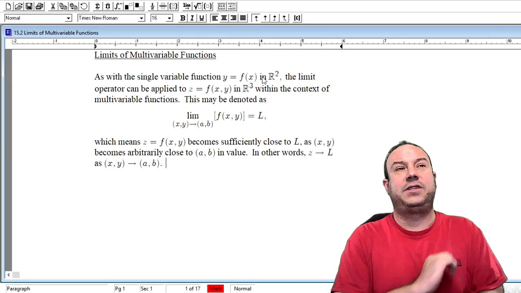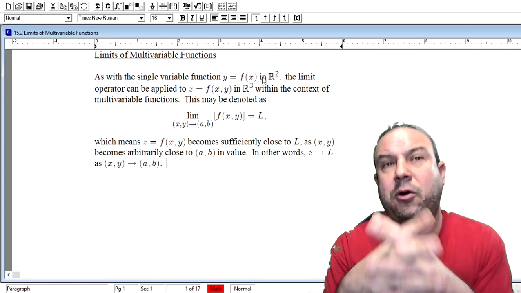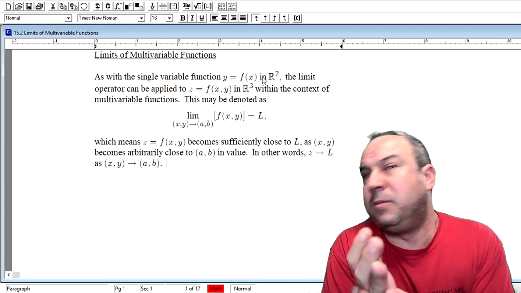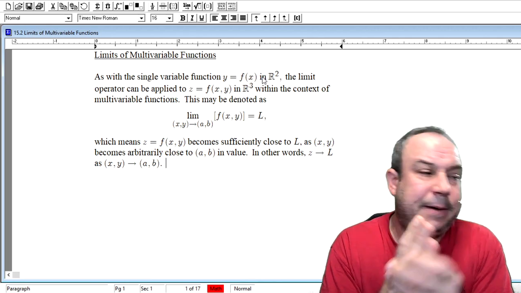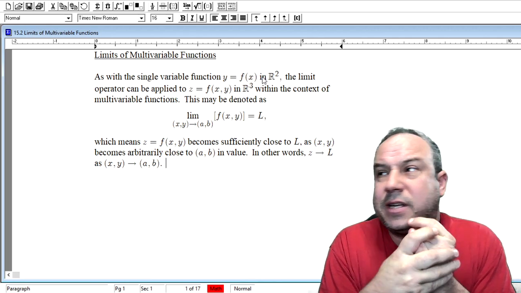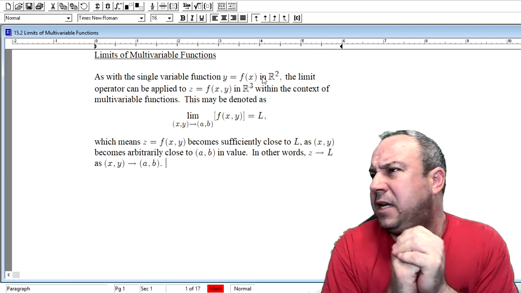Well, we can perform that limit operation on multivariable functions as well, and see a similar understanding. This is what you will see in my notes. If we bring over my notes on this material, I am going to delve into looking at limits of multivariable functions. I am going to talk a little bit about their meaning to begin with.